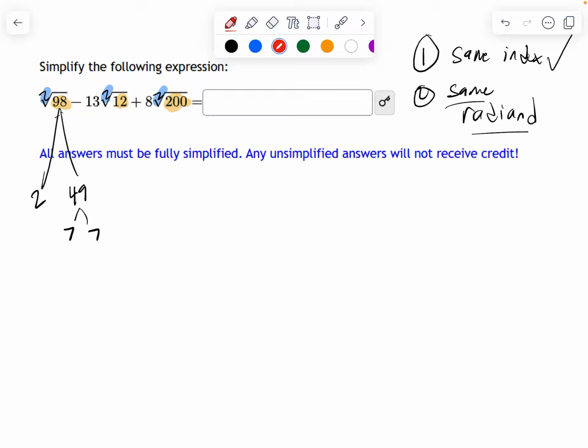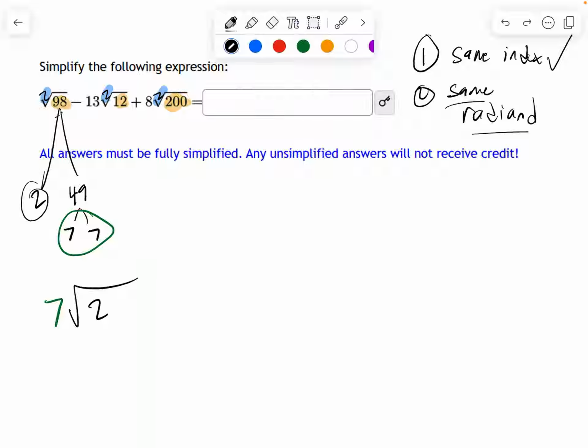Now, remember, you're looking for index-sized groups of the same number. Our index is 2, so I'm looking for pairs of the same number. My pair here is 7. So a 7 gets to come outside, and anything that doesn't form a pair, which is that 2, gets to come down and stays inside the radical. All right, first one, done.